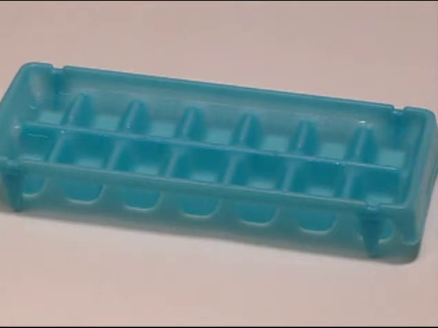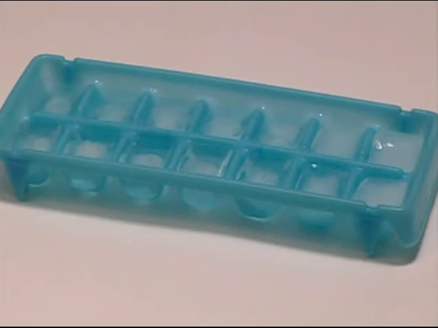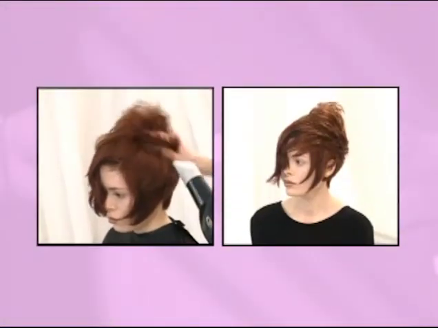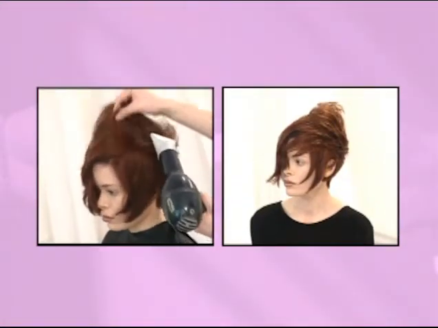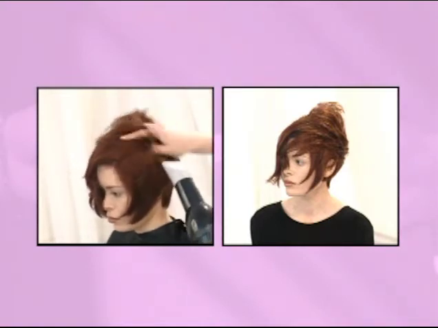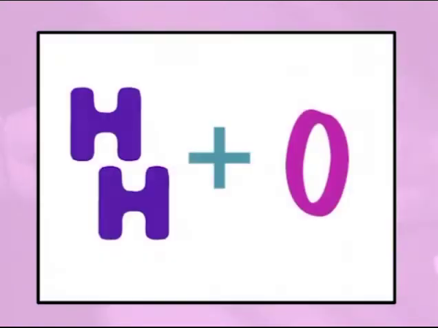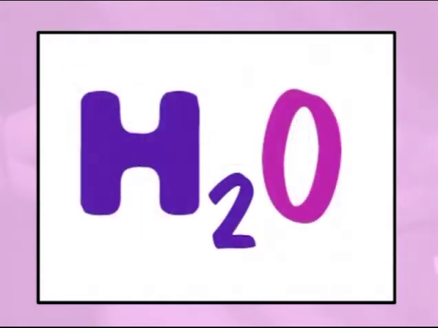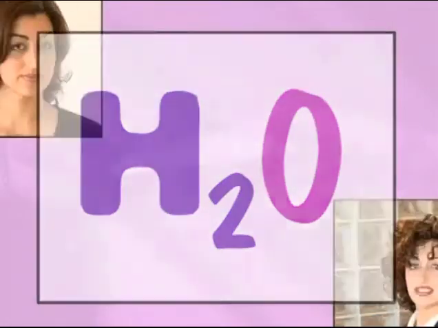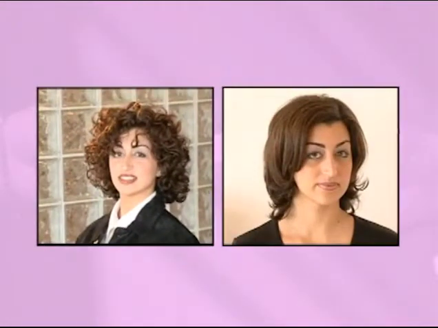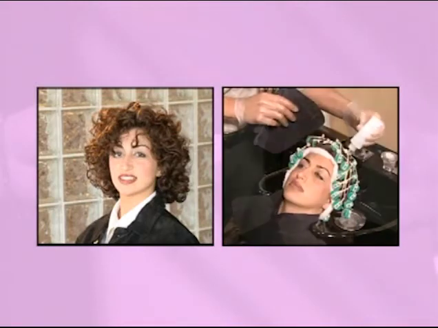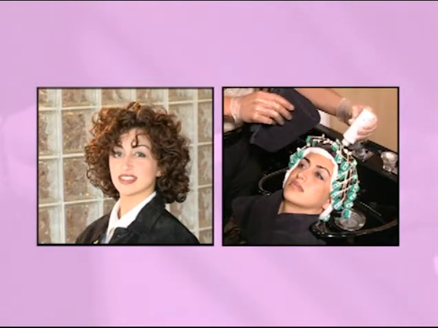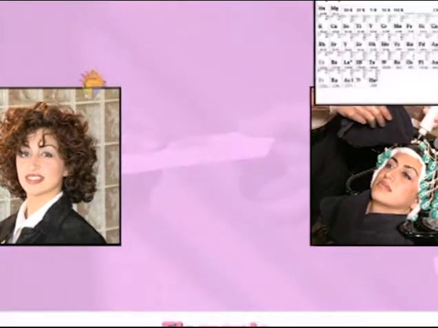For example, when this tray of water freezes and changes to ice, that's a physical change. The ice is still water, but now it's a solid instead of a liquid. An example of a physical change in hair would be the temporary change that occurs when air forming or drying wet hair. An example of a chemical change occurs when hydrogen combines with oxygen to form a new substance, water. In hair, an example of a chemical change occurs when the hair is permanently altered into a new curl configuration through the use of processing solutions.